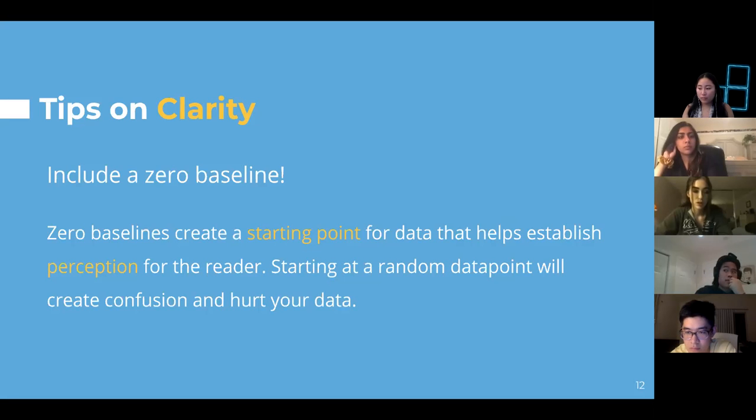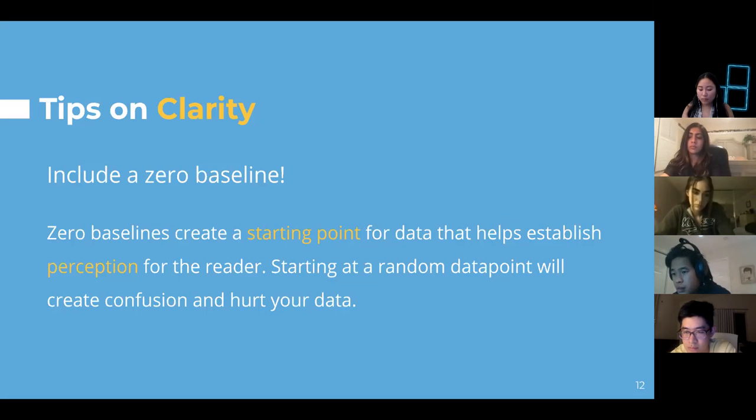So for the sake of time, we'll focus on just one aspect of clarity that is the tip that I always see the most when researching data visualization, which is including a zero baseline. A zero baseline on something like a bar graph is, as it sounds by the name, having your graph start from zero. Zero baselines create a starting point for your data that helps establish perception for your reader. Starting at some random data point will create confusion and hurt your data.